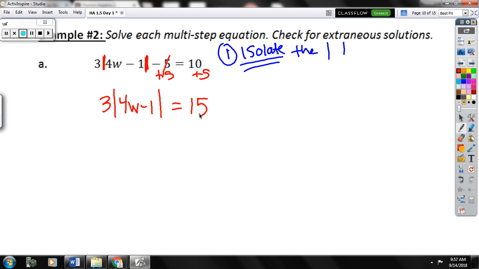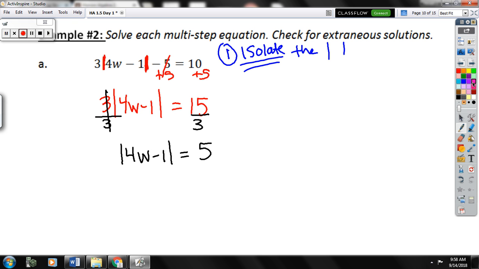Can I distribute the 3? No, there's no distributive property that exists for absolute values. So instead of distributing, I will do the inverse of multiplying, which is dividing. I can't tell you how many of you will distribute the 3. Hopefully me yelling just now will remind you not, but we'll find out on Wednesday, your chapter 1 test.